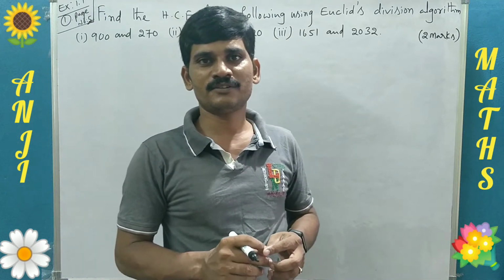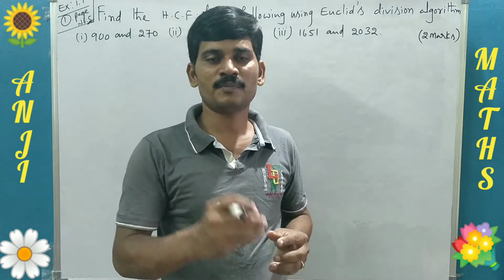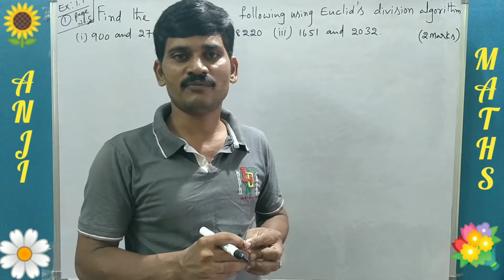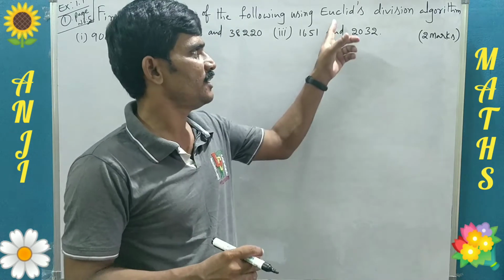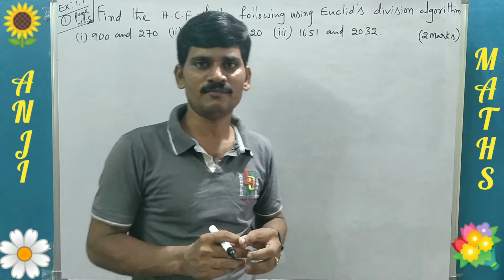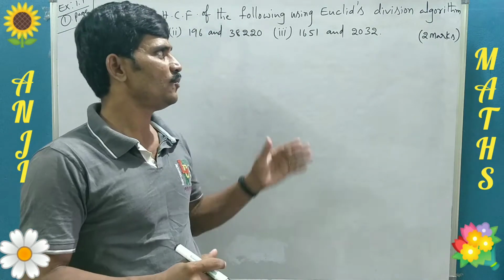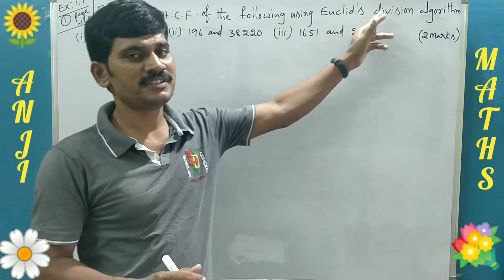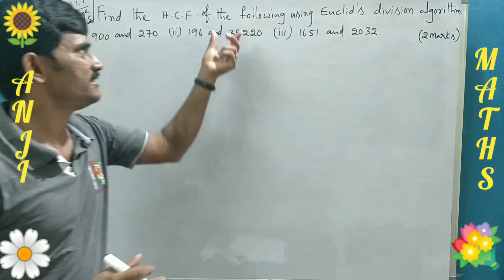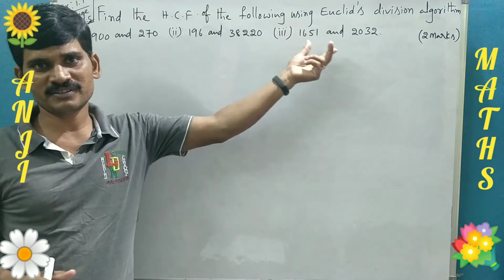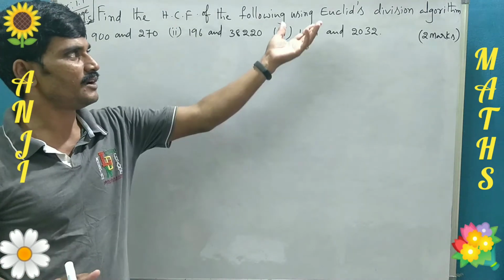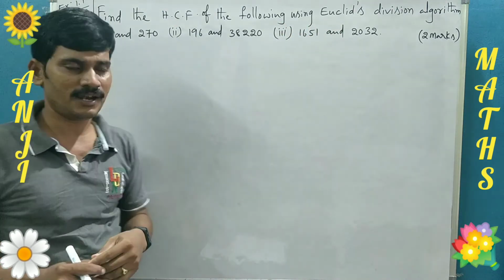Today I would like to discuss some more problems regarding finding the HCF of any two numbers by using Euclid's division algorithm. What is an algorithm? Algorithm means a step-by-step process. Here we are using Euclid's division lemma to find the HCF of a given pair of numbers. That is why this is called Euclid's division algorithm.